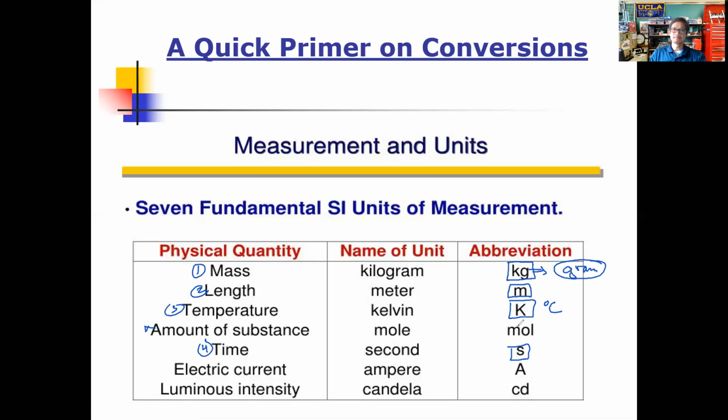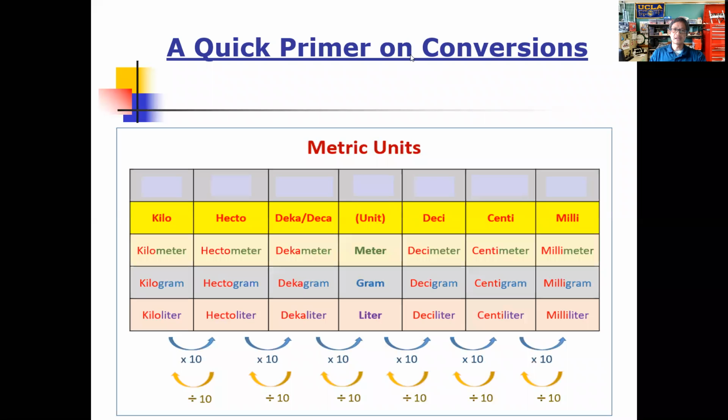Okay? All right, so let's go ahead then. How do we relate differences in sizes? Okay? Now, the metric system is very convenient. It's very convenient because it relates the differences in sizes of a particular measurement using factors of 10, just simply factors of 10. So let me give you an example.